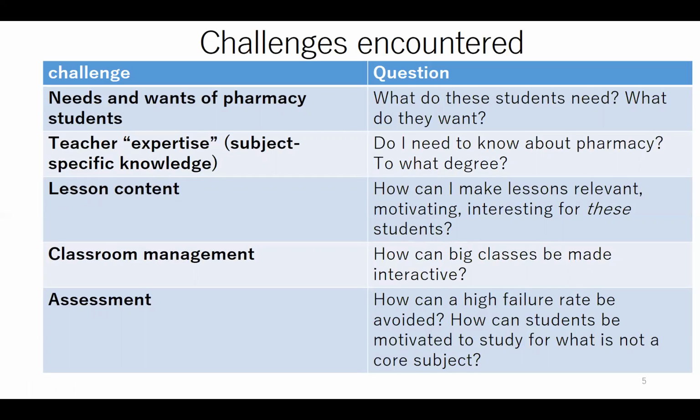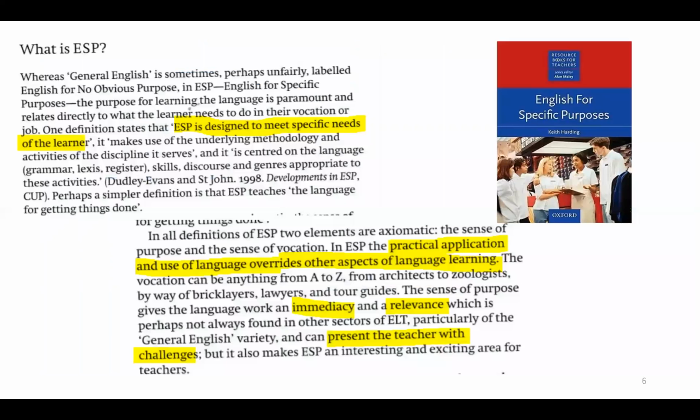I'm going to go very quickly through this. A good thing about Zoom is you can pause and have a look at the slides in more depth if you want to. So first of all, what is ESP? ESP is designed to meet specific needs of the learner. This book is pretty good: Keith Harding, English for Specific Purposes. And maybe the practical application of language overrides other aspects of language learning.